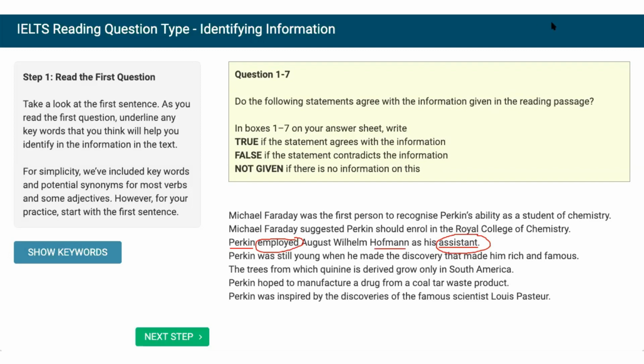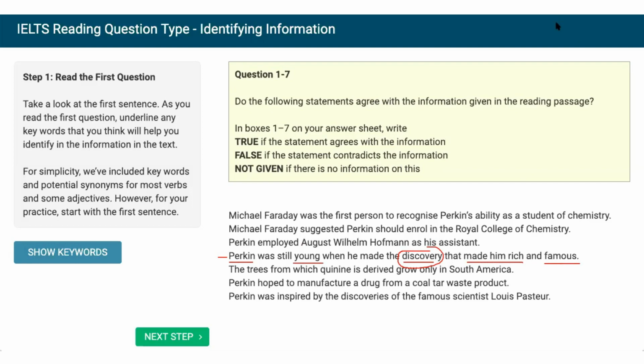Okay, number 4, I'll just make a little note here of where we are. Perkin was still young when he made the discovery that made him rich and famous. Again, Perkin, and I would say young because we're looking at how old he was, time periods, and discovery. Okay, also famous would probably be a good keyword as well. And then for synonyms, for discovery, another way to say discovery could be a finding, okay, that made him, I would say, brought him fame and riches, something like this.